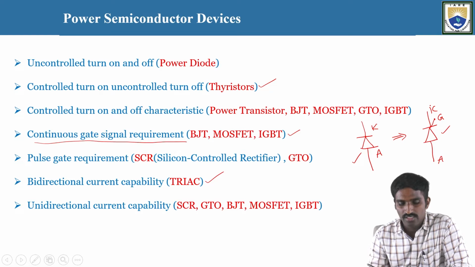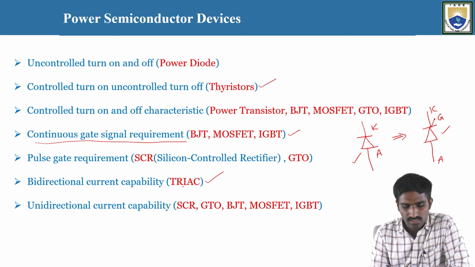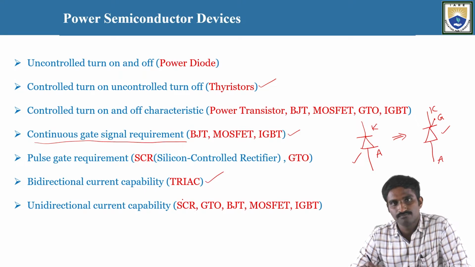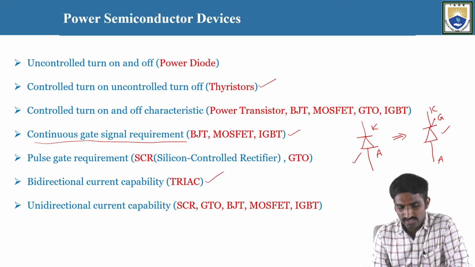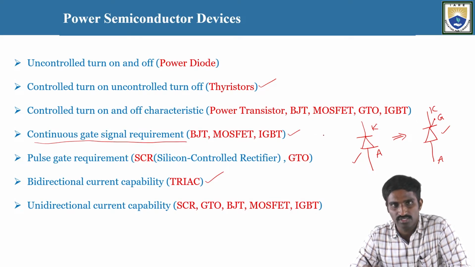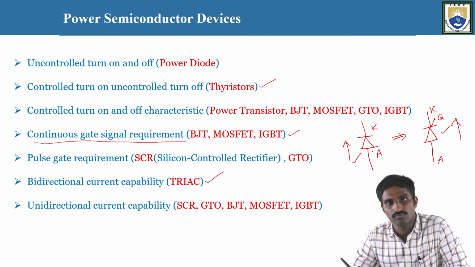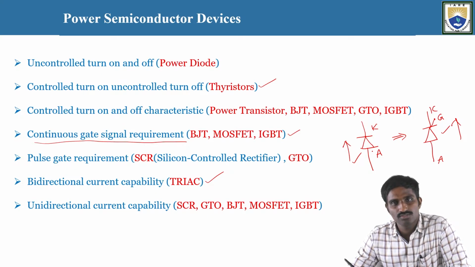But unlike this diode and thyristor or other devices like MOSFET, BJT or IGBT, the triac has the unique feature that it will allow bidirectional current capability. All other devices like SCR, GTO, BJT, MOSFET and IGBT have unidirectional capability, which means they can allow current in only one direction. In the other direction, they will not allow. So this is about some basics of the power semiconductor devices.